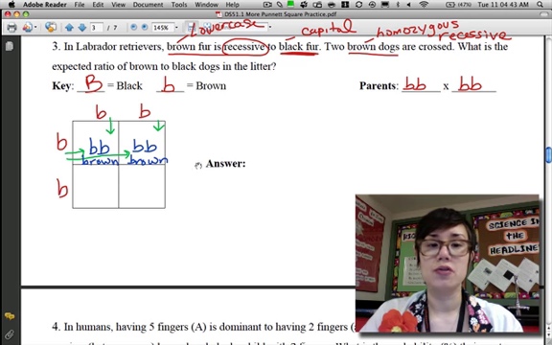See if you can go ahead and fill in the last 2 quadrants of your Punnett square and then come up with the expected ratio of brown to black dogs in the litter. Good luck.